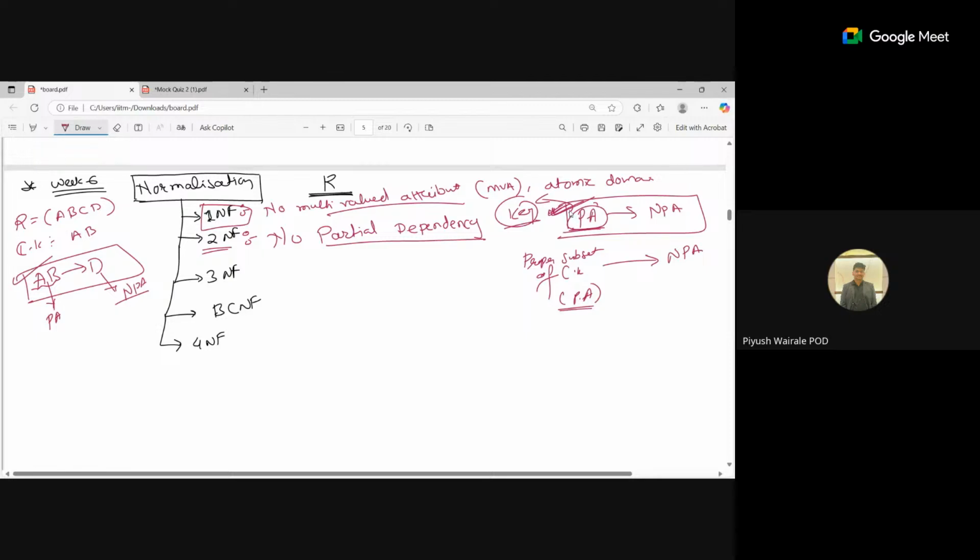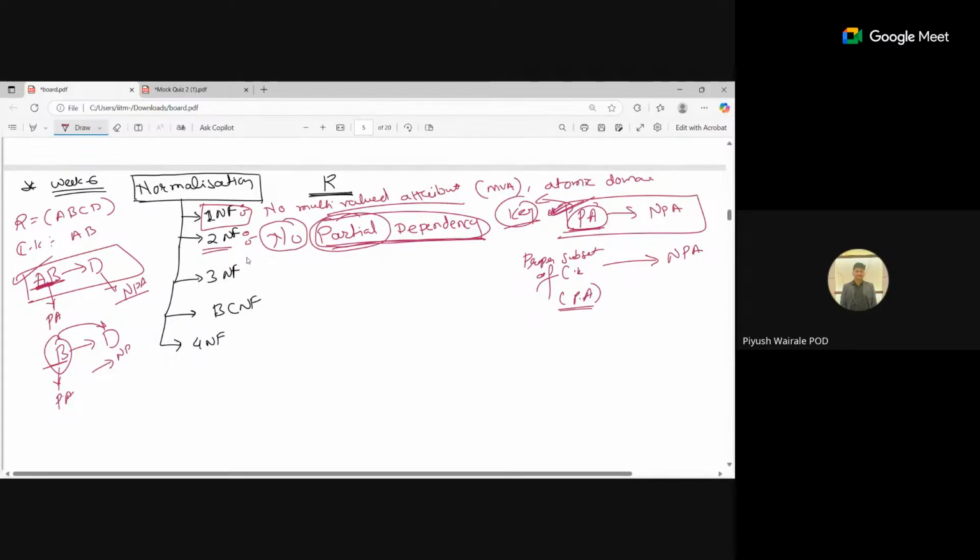So partial dependency means what? A proper subset of a candidate key should not determine a non-prime attribute here, right? So that is not allowed actually. Okay, so if I say B determines D, now we can say here we have a prime attribute. B is a prime attribute, D is a non-prime attribute. This is what partial dependency is, partially determining the attribute. Here A and B is the full key, but a partial key is determining this particular non-prime attribute. This is what partial dependency is, and this is not allowed in 2NF.